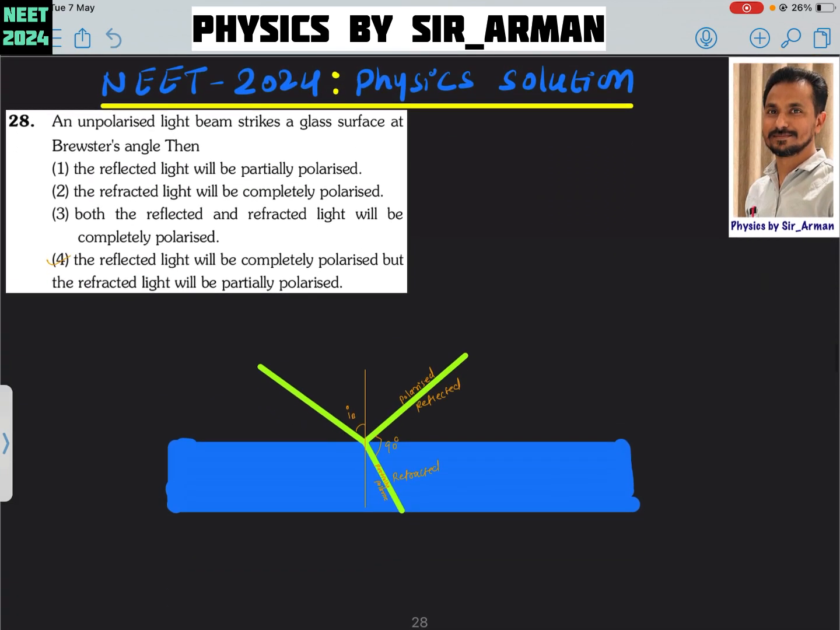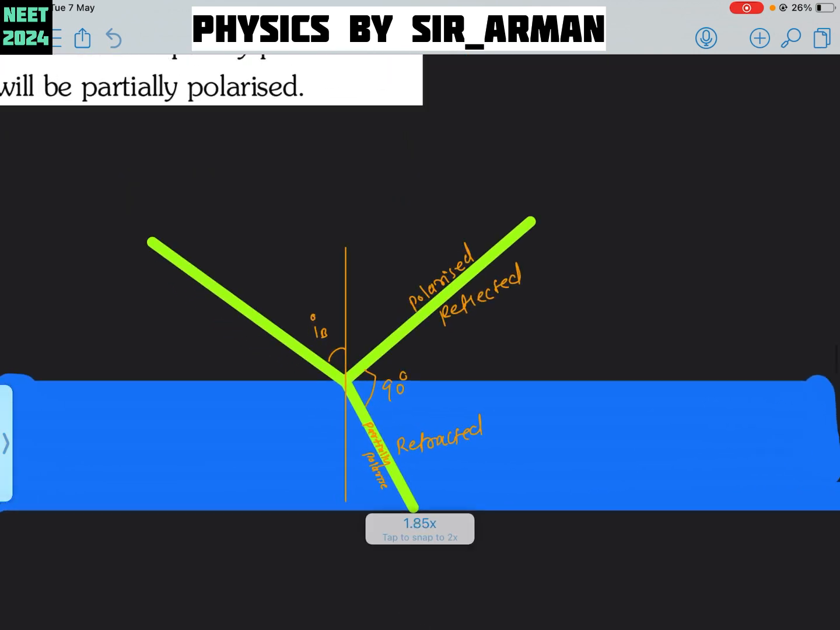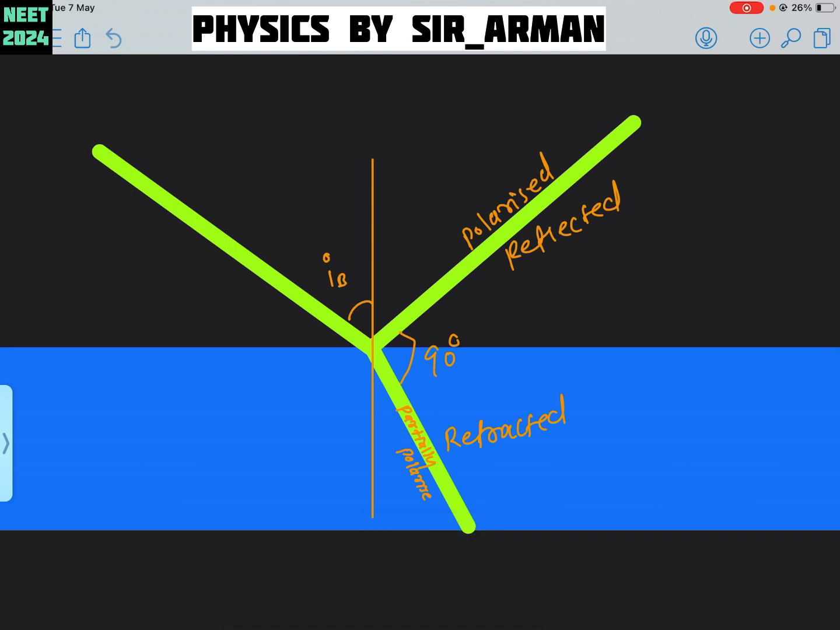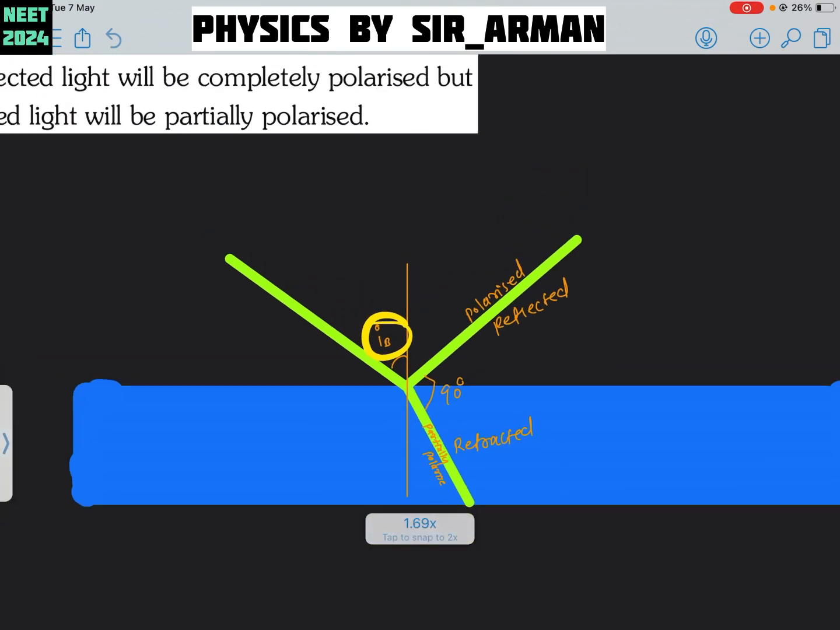Question number 28. An unpolarized light beam strikes a glass surface at Brewster's angle. Then what will happen when light strikes a surface such that the angle is Brewster's angle? At Brewster's angle, the reflected ray is totally polarized, whereas the refracted ray is partially polarized, and the Brewster's angle is when the angle between the reflected ray and the refracted ray is 90 degrees. At that time the angle of incidence is called Brewster's angle, right?